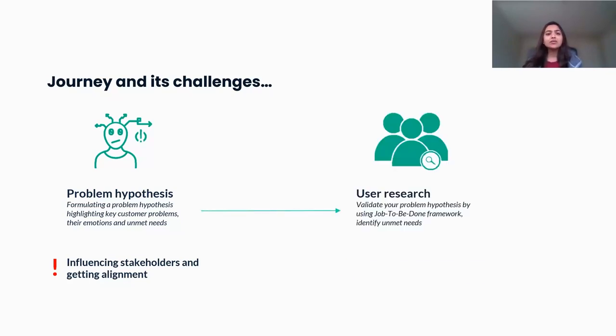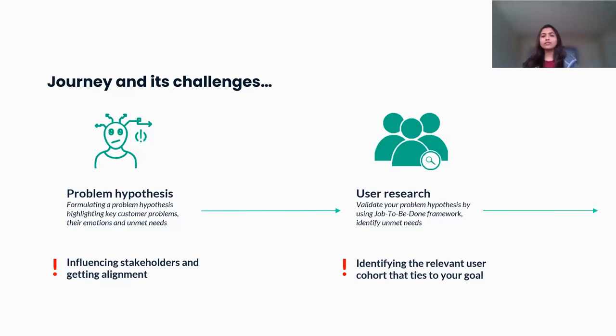Next would be the user research. I personally find the Jobs to Be Done framework quite effective to validate the problem hypothesis. It essentially enables you to deeply understand what your customer is trying to accomplish. So let's say from a monitoring perspective, my hypothesis is that customers cannot figure out if their VM, by VM I mean virtual machine, is healthy or not.